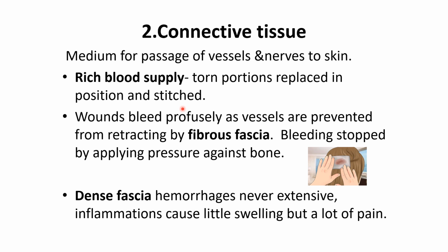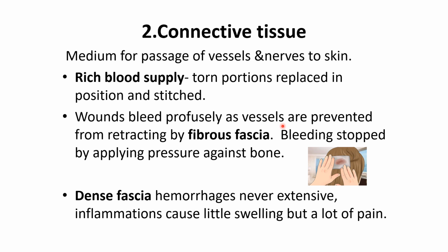Other thing about the connective tissue layer is that there is a lot of bleeding if there is a wound in this area, because the vessels are prevented from retraction by the fibrous fascia. So this connective tissue layer has got a good blood supply, but there is a lot of bleeding from it because of the presence of fibrous fascia. This fibrous fascia prevents retraction of the blood vessels present in the connective tissue layer of the scalp.